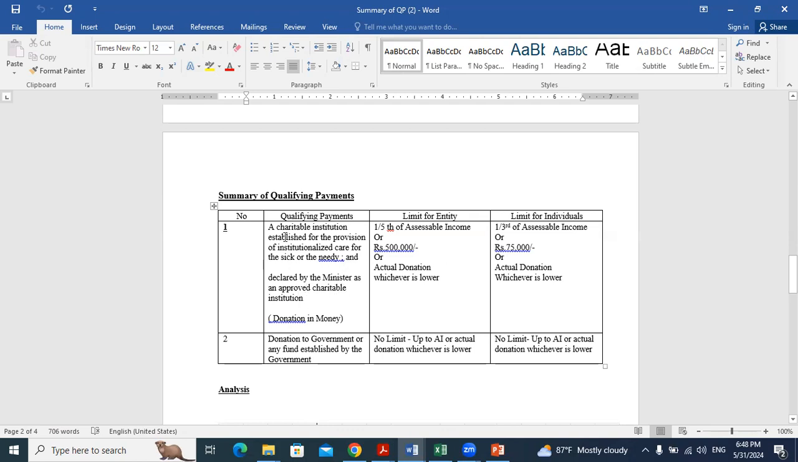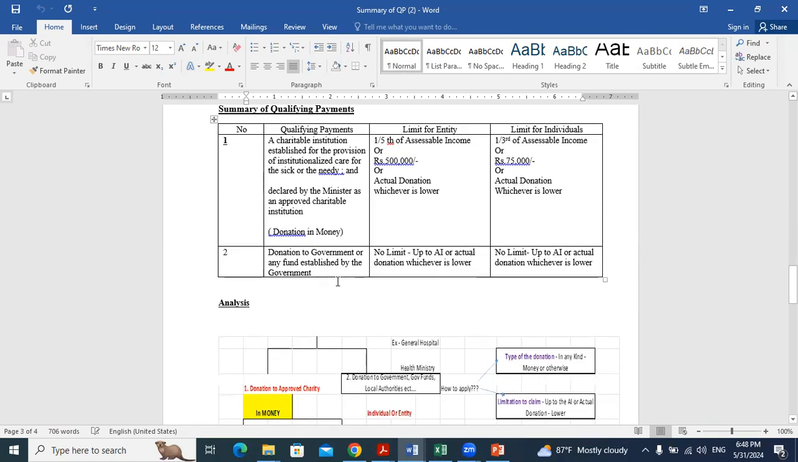Again, the approved charity. There are two types of approved charity. One is institutions established for providing care for the sick and needy. The other one is the institution declared by the minister as approved charity. Same rule, actual donation or the limit, whichever is lower. For an individual, that is the same.